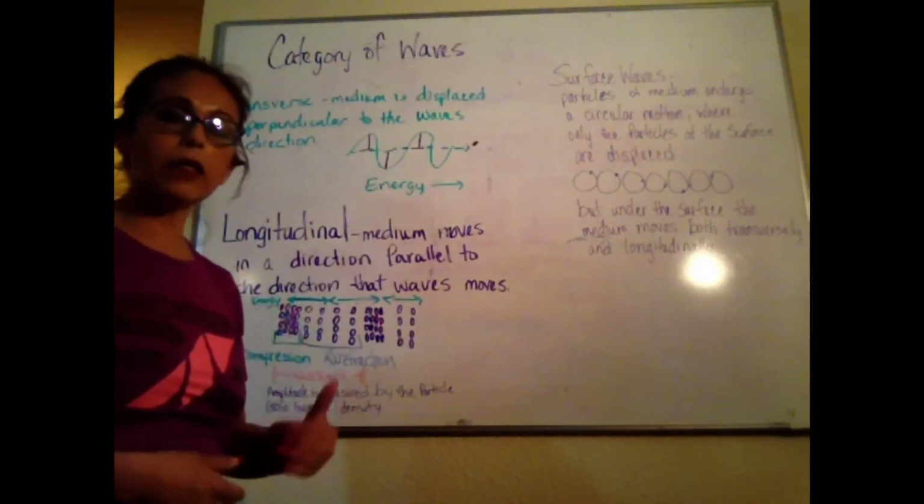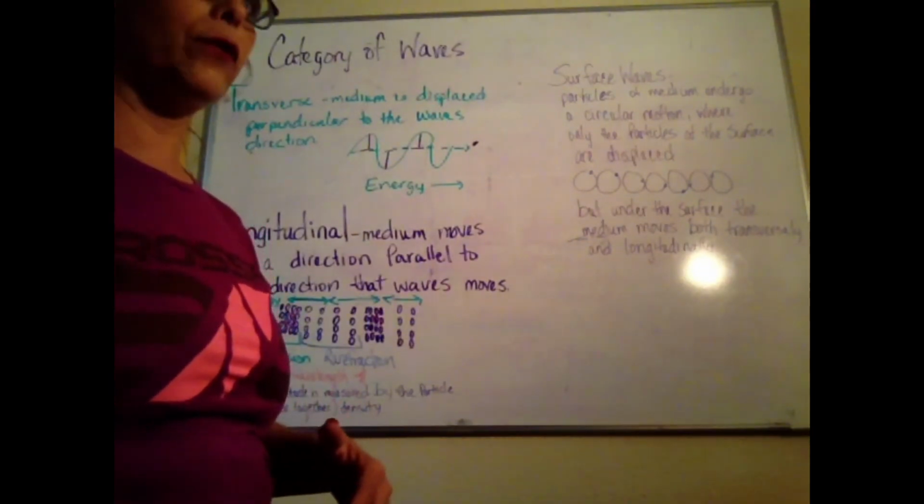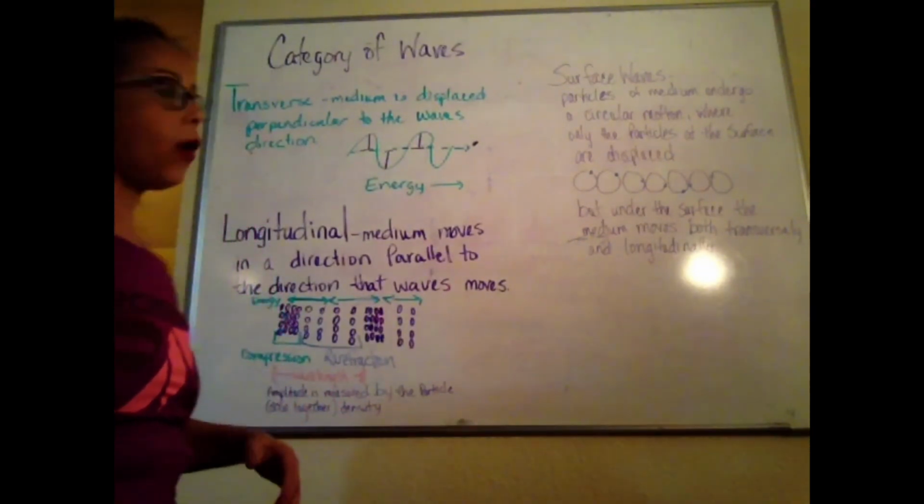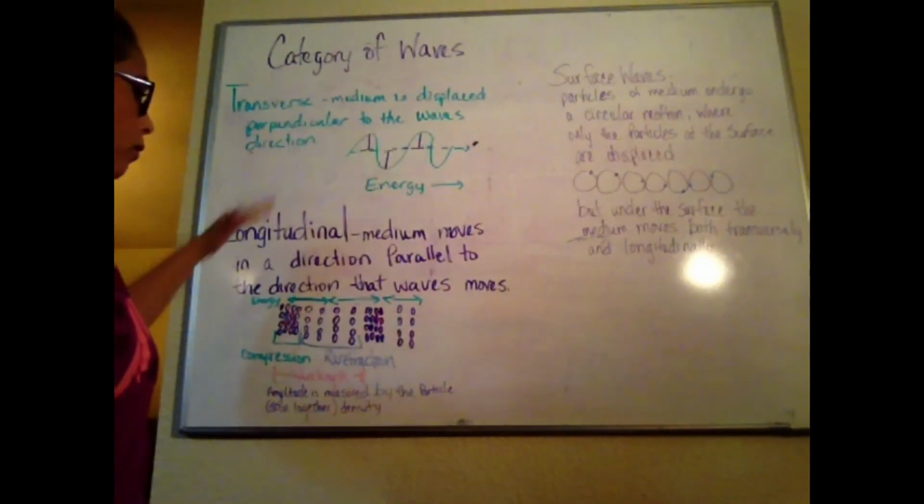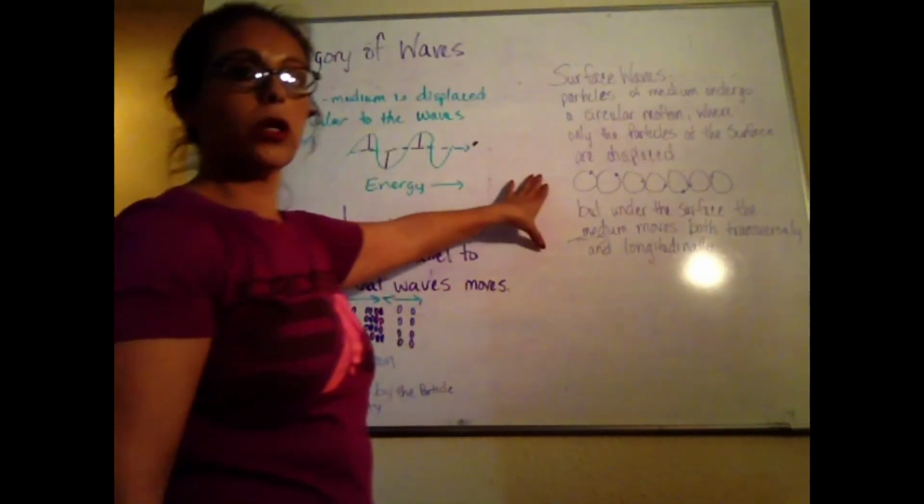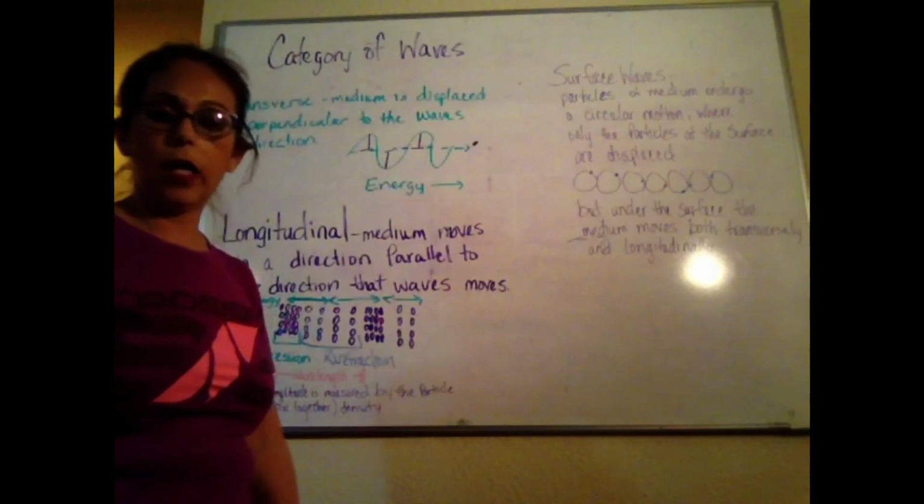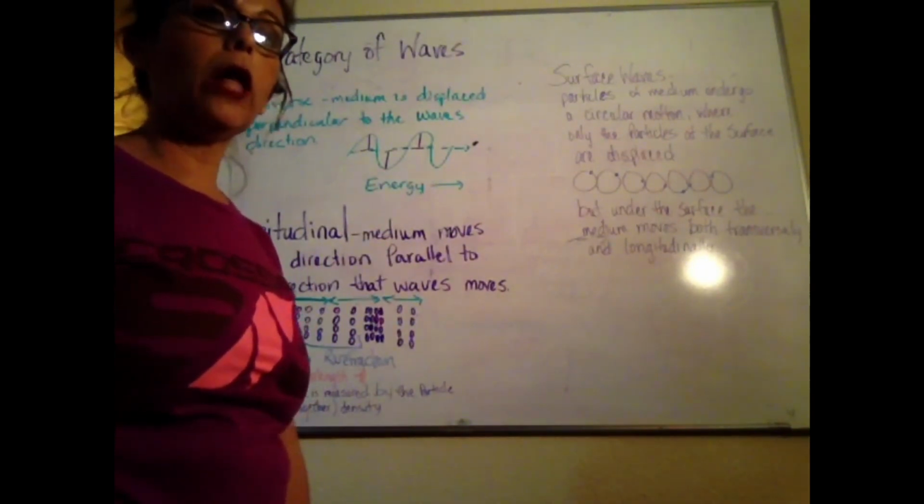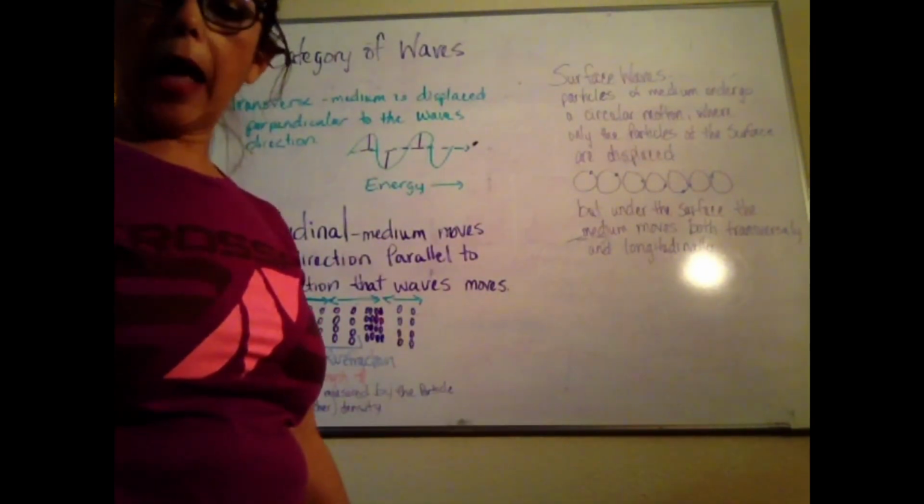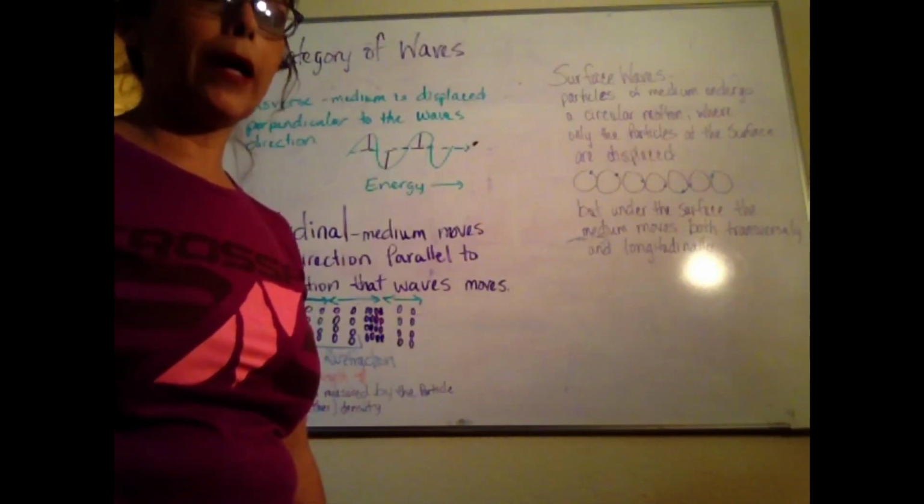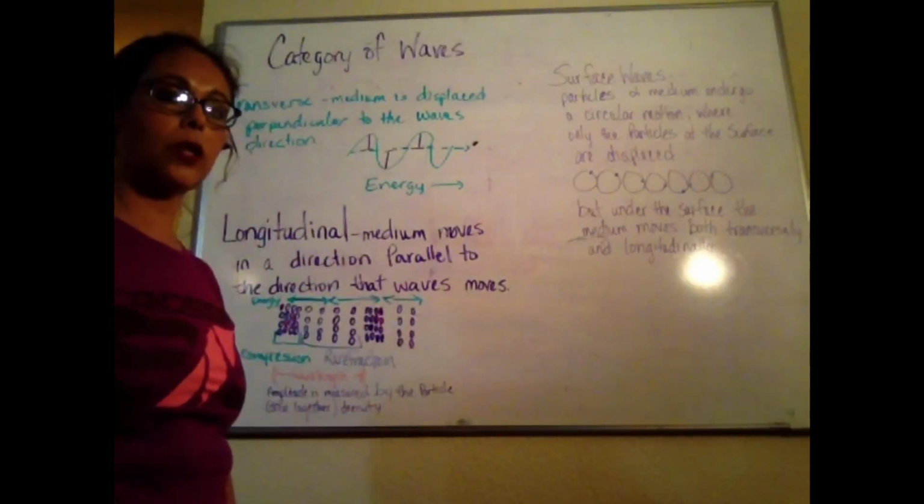Now, as we go through the different categories of waves, we also have to describe two other ways of classifying our waves, not just as how the medium moves up and down, side to side, or in circular motion. We also have a distinction between what we call mechanical waves and electromagnetic waves, and that's the next section that we're going to look at.